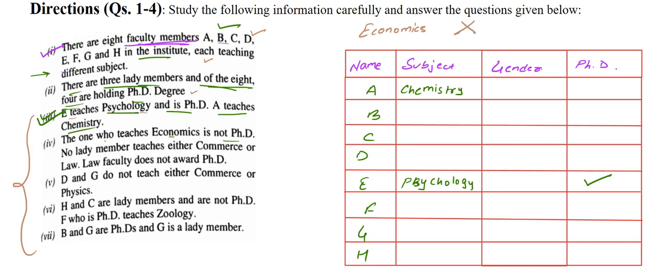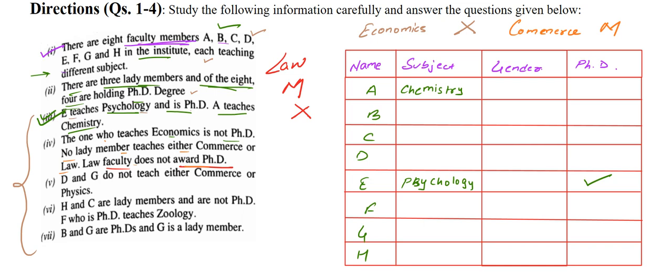Now proceeding, we have no lady member teaches either commerce or law. Law faculty does not award PhD. So lady members are not teaching commerce or law. So over here we can write commerce. We don't know who is teaching commerce, but we know this lady member is not teaching commerce and law. So we will only write that commerce is taught by a male teacher. So we will write commerce M, which represents commerce male. And for law, we have two criteria. Law also is taught by a male teacher, and the law faculty does not hold PhD. So also we will give a cross over here.